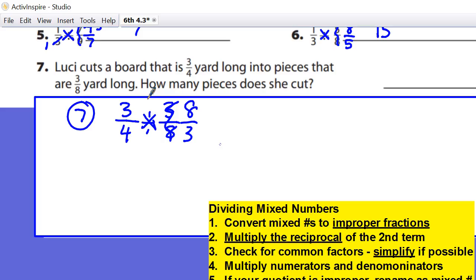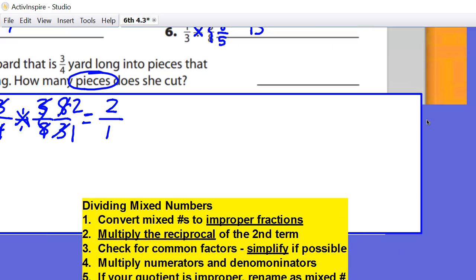The next step is to check for things that simplify. 3 and 3 share a factor of 3. 3 divided by 3 is 1. And 4 and 8 share a factor of 4. 4 divided by 4 is 1, and 8 divided by 4 is 2. And 1 times 2 is 2, and 1 times 1 is 1. 2 over 1 is the same as 2 wholes. And just double check what the unit was. It says how many pieces does she cut. So the answer to this one is she cuts 2 pieces. It's always best to answer a word problem with at least one word, the unit.